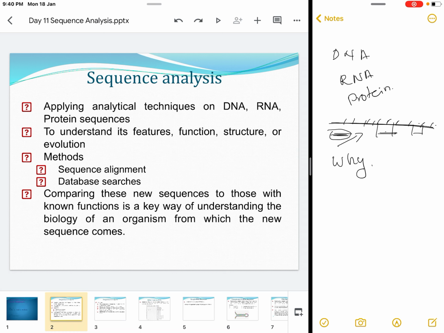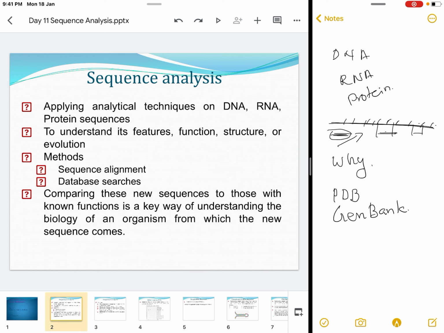Another concept is called database searches. There are a lot of biological databases present on the web. Suppose a sequence is given to you, or using some laboratory techniques, laboratory experiments, we have sequenced a particular nucleic acid or protein. Then we must find out whether this sequence is already present in any of these databases. There are a lot of databases like PDB and GenBank.